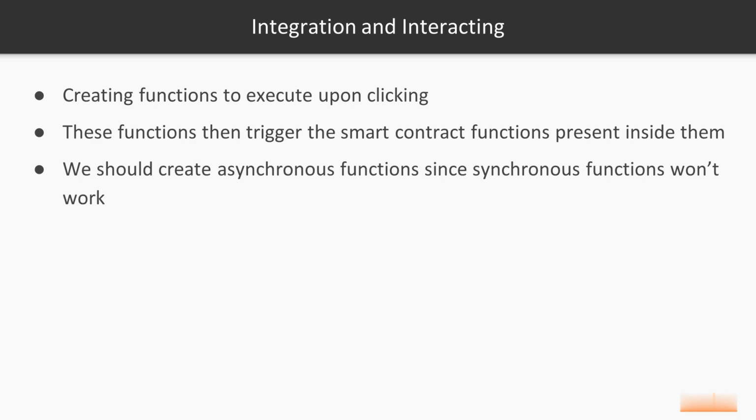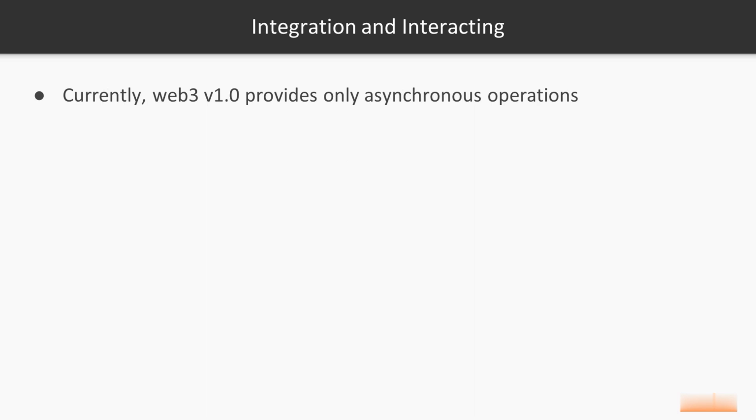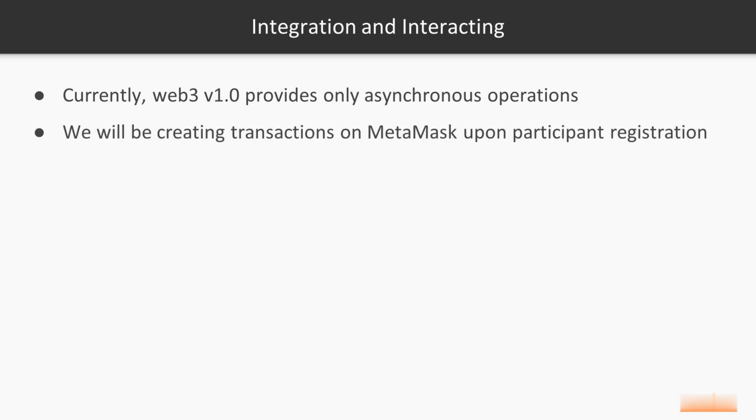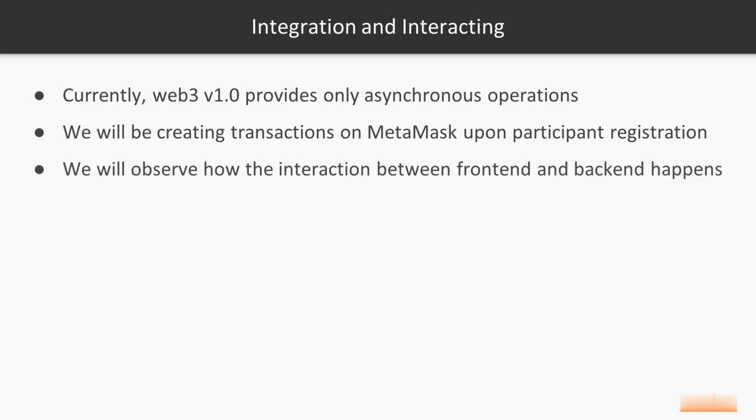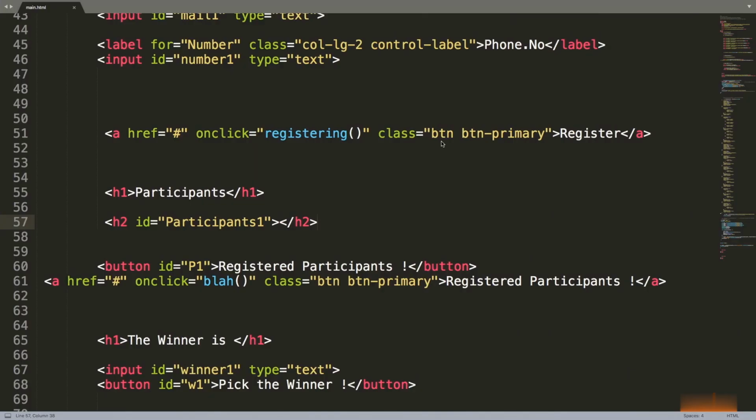We should create asynchronous functions since synchronous functions won't work like I said. So currently Web3 1.0 provides only asynchronous operations. So to get synchronous operations, you need to go back to a previous version of Web3. So we'll be creating transactions on MetaMask upon participant registration. We will observe how the interaction happens between the front end and back end. Let's dive back to the code.